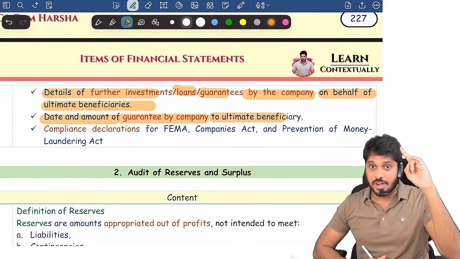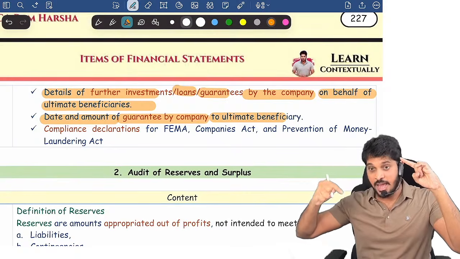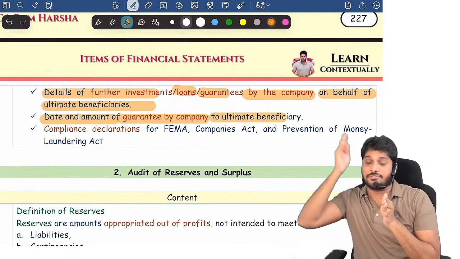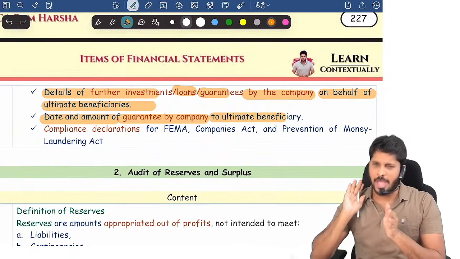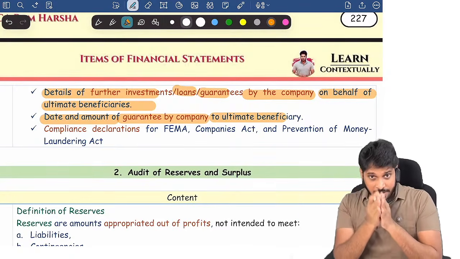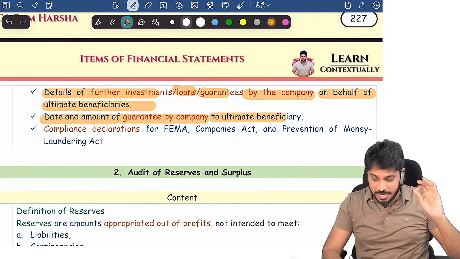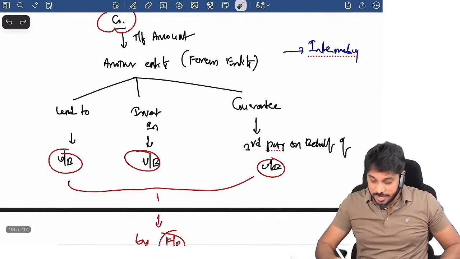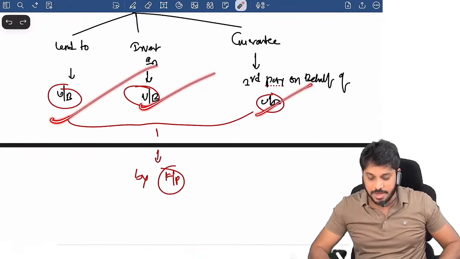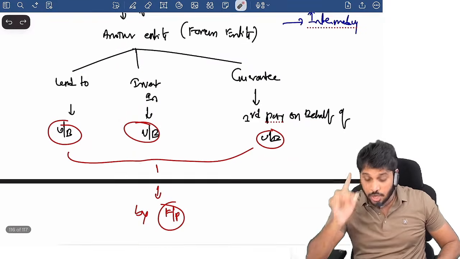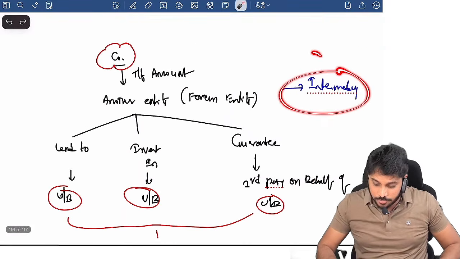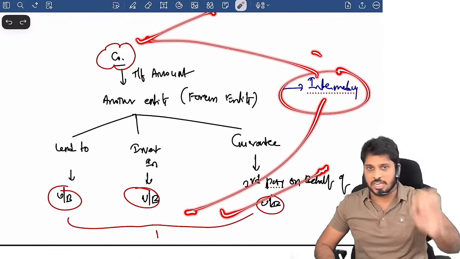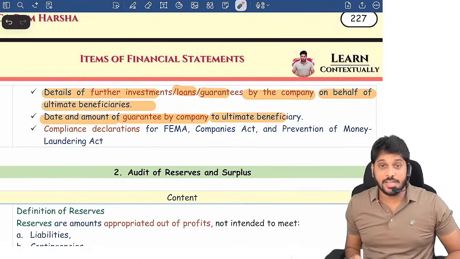See, if I am a funding party, I should give details of the intermediary and details of the beneficiary. If I am an intermediary, I should give details of the funding party and details of the beneficiary. I hope you are able to understand. Suppose the client we are auditing is an intermediary, then they should give details about the funding party and about the ultimate beneficiary. This is the logic. What details do they need to give?